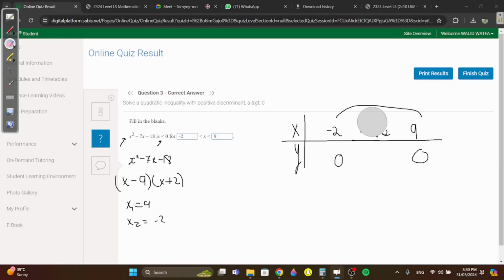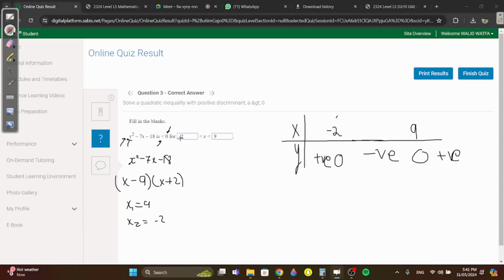Oh, I shouldn't write it up here. I should write it down here. Negative here. So in between negative 2 and 9, it's negative. Then before and after the roots, it continues off normally. Positive, positive. Since it's positive x squared, it continues off normally.